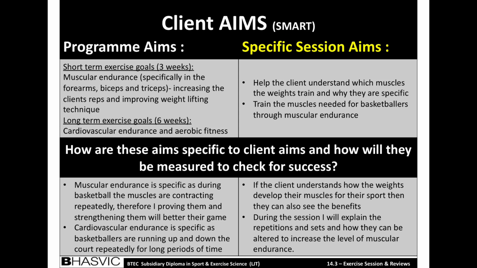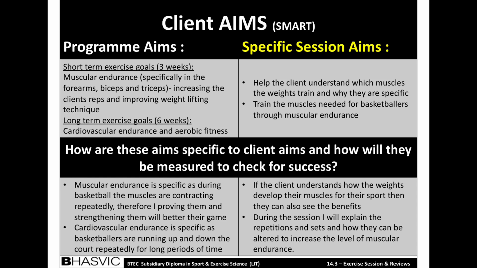Here we have the specific session aims. They were to help the client understand which muscles the weights train and why they were specific. Because my client is a basketballer, I've chosen to exercise specific muscles that he'll use when playing. I can explain to the client what muscles he uses when he's playing so that he understands that strengthening them will benefit him.